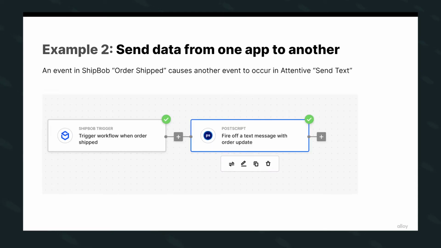In the second example, we have a ShipBob order shipped event causing, actually not Attentive, a PostScript send text event. As you can imagine, we can pipe data from ShipBob, for example the order number or the order value, and pipe that into the PostScript text.